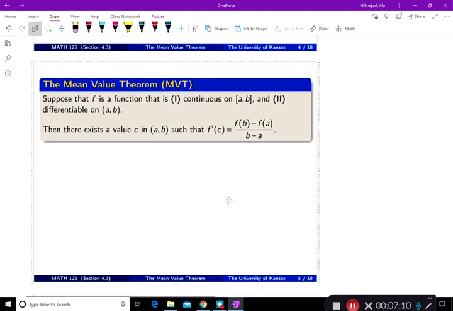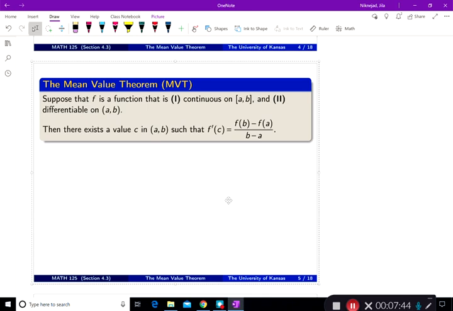So what is the mean value theorem? Suppose that f is a function that is 1, continuous on the closed interval [a, b], and 2, differentiable on the open interval (a, b). Then there exists a value c in (a, b) such that f'(c) is equal to the average rate of change between a and b, which is (f(b) minus f(a)) over (b minus a), or (f(a) minus f(b)) over (a minus b).